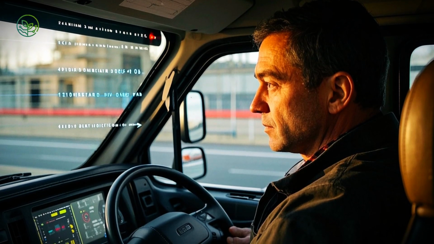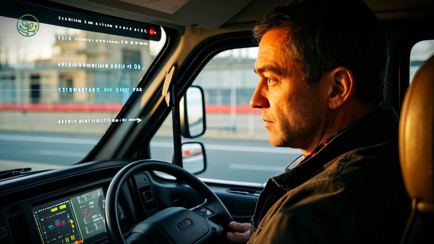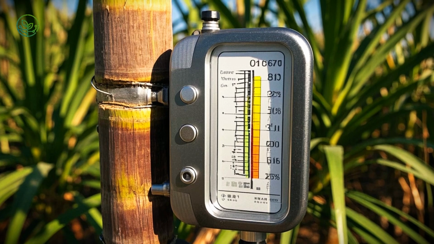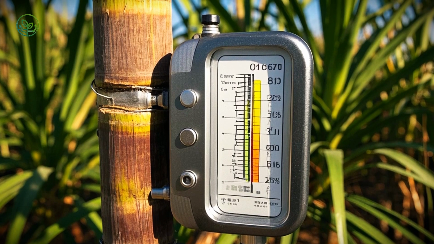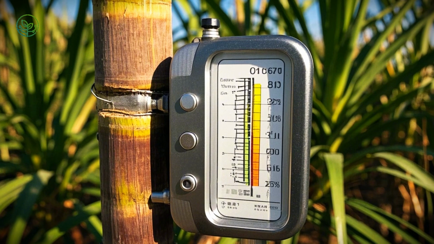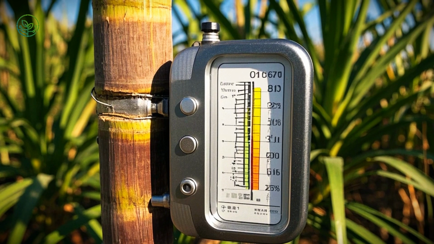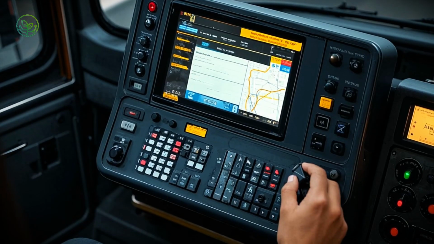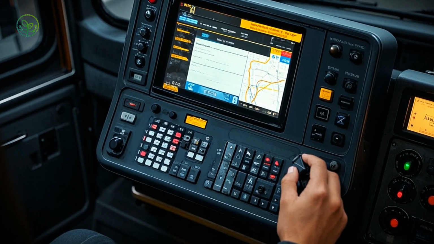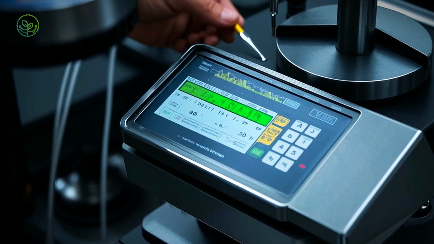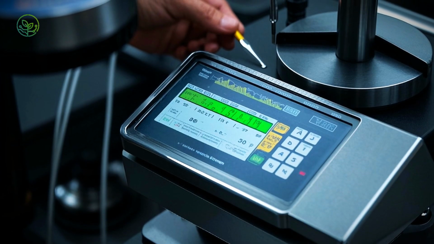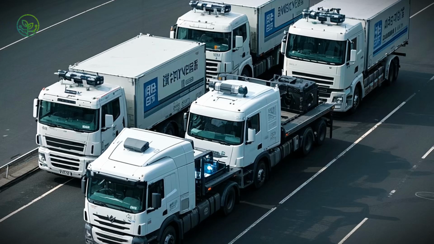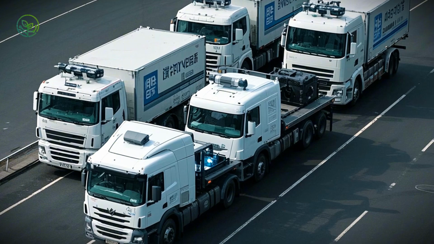On the ground, this shift reshapes the role of the field operator. Drivers are no longer simply navigating roads. They are navigating timelines, thermodynamics, moisture gradients. Their load is not stable. It is in flux. It breathes. It heats. It deteriorates if mistreated. This transforms the truck cabin into a control point, where routing decisions, trailer type, and loading density can define whether the cargo will be processed as sugar or downgraded as waste.